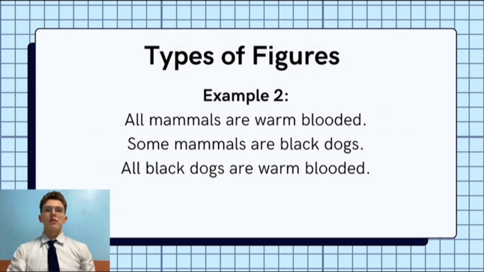Example 2. All mammals are warm-blooded. Some mammals are black dogs. All black dogs are warm-blooded. With the second example, the middle term is mammals. In the first premise, it appears on the left, same with the second premise. Therefore, it belongs to figure 3.